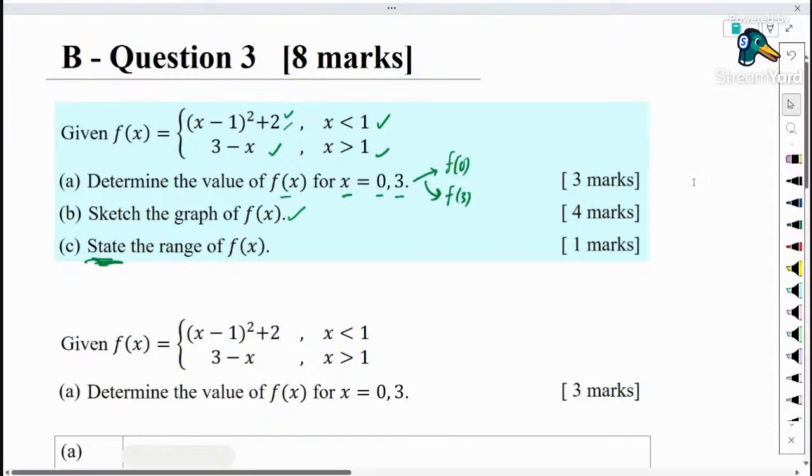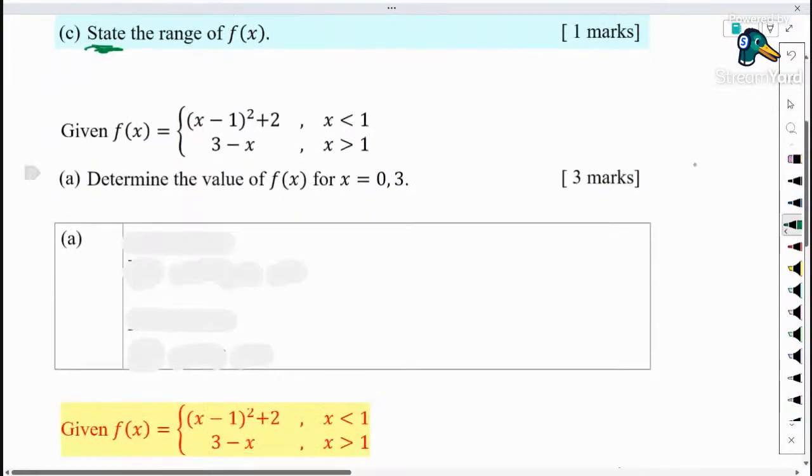So now we start with our calculations here for part A. Find the answer for f(x) when x equals 0. To calculate f(0), I should substitute 0 into which function? So you need to check the condition, the inequalities here. 0 is located in which interval? I suppose 0 is located in the first interval, which is less than 1. So we're going to substitute 0 into the first function. So the x term becomes 0. I will have negative 1 squared plus 2, and the answer should be equal to 3.